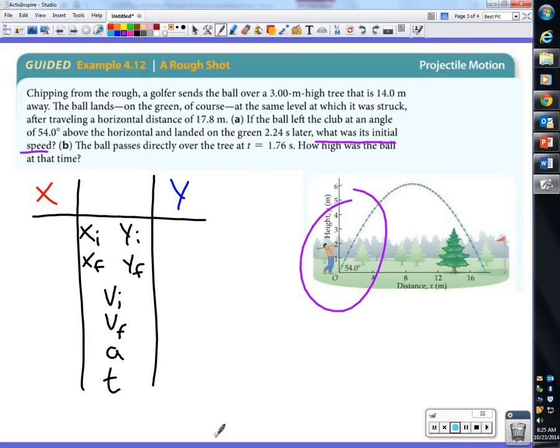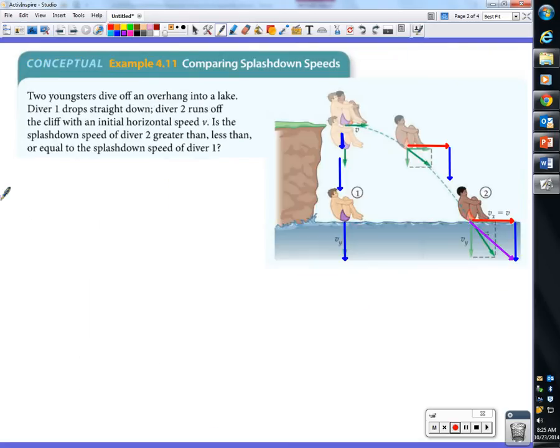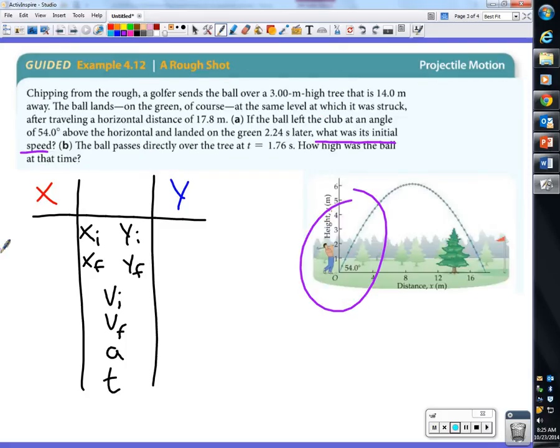In the last problem, when it said what was the splashdown speed of Diver 2, the hypotenuse, or the resultant, right? Guess what we're going to have to find here to find the initial speed? The resultant, okay? The resultant is a combination of 2 vectors, right? The vector sum. So which 2 things are we going to need to find first before we find the resultant?